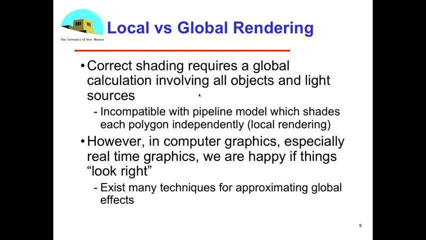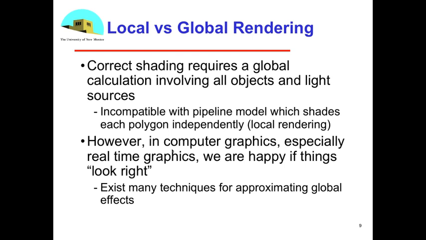Okay, so this is just saying what I just covered, that it's correct, but it's kind of incompatible with a pipeline model, which is working not even an object at a time, but a polygon at a time. So we call that a local versus a global rendering.